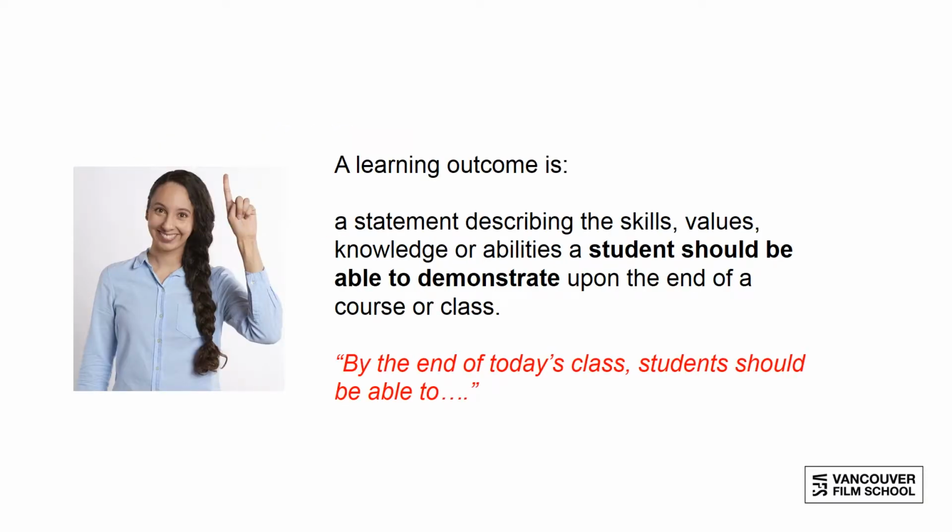A learning outcome is a statement describing the skills, values, knowledge, or abilities a student should be able to demonstrate upon the end of a course or class. Learning outcomes are a good way to keep things student-centered, and the way it is phrased, "by the end of today's class, students should be able to," places responsibility on the students to achieve these goals, which makes them more active in the learning process.